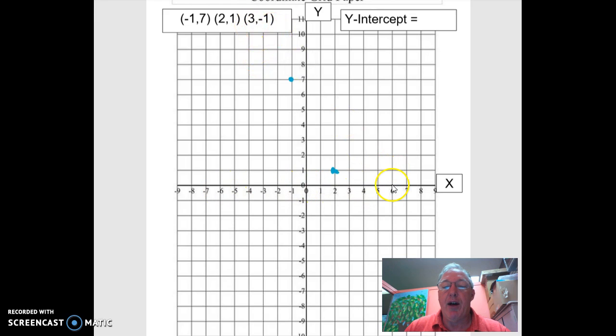So again, +3 on the x-axis here. And it says -1. -1 is right here. We're going to go across, and we're going to put another dot right there.